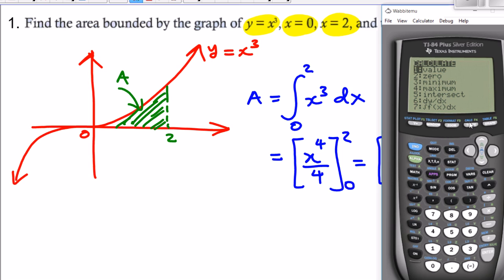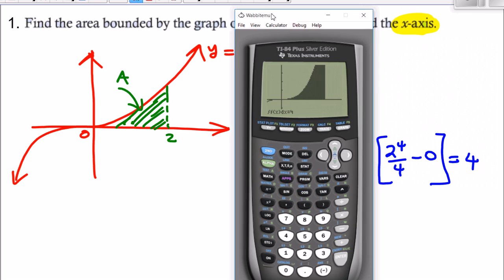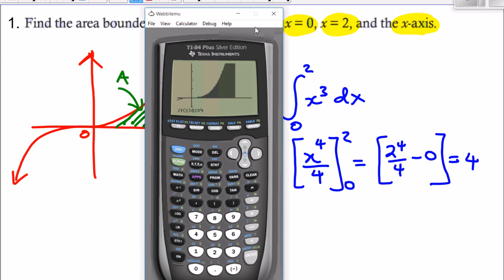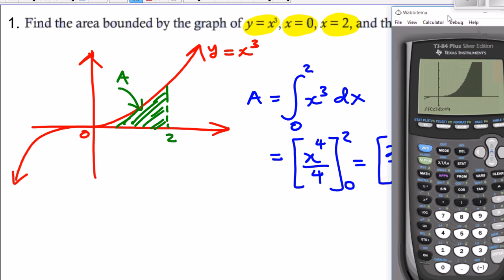And then what I want to do is to show you another method. Second, calculate, and then go to number 7. Now, what the calculator will ask you is the lower limit, which is 0. Just plug in 0. The upper limit is 2. And then you'll get your similar solution, and the answer is 4. From here, you can see the same answer as what we got. So those are two ways you can use your calculator to find the area under the curve. Okay, good.